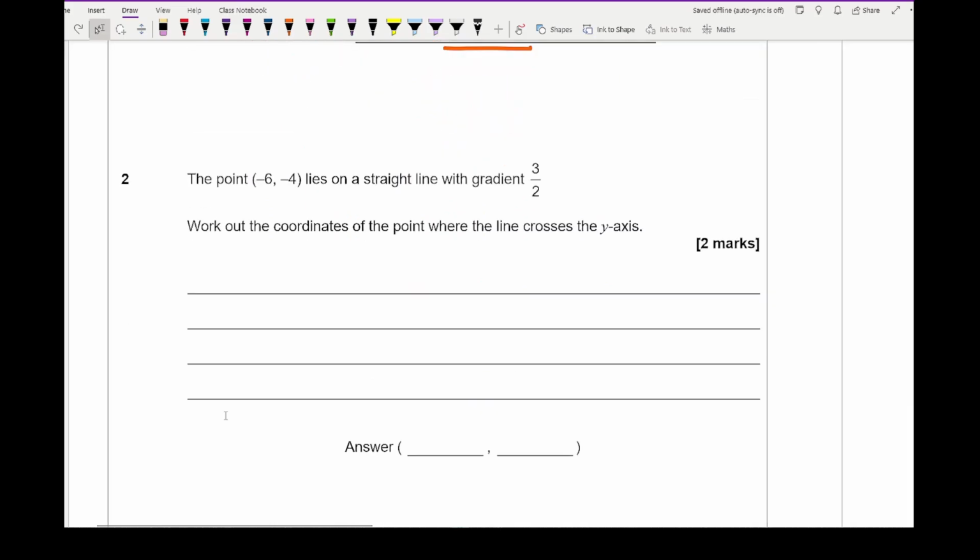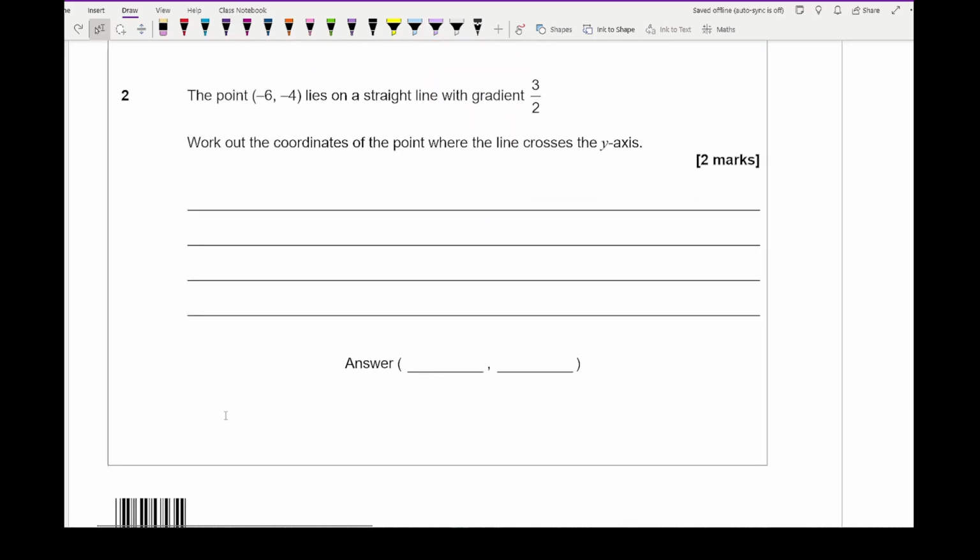Then moving on to question 2, it says the point (-6, -4) lies on a straight line with a gradient of 3/2. Work out the coordinate of the point where the line crosses the y-axis.